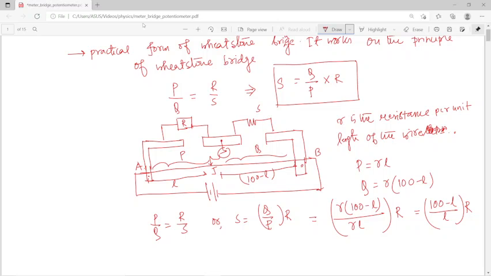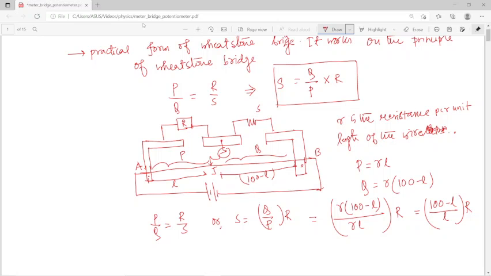That means by simply knowing the values of L and R, we can find the unknown resistance. That is the function of the meter bridge. That is a simple function, and the problems that come from it are not tough.